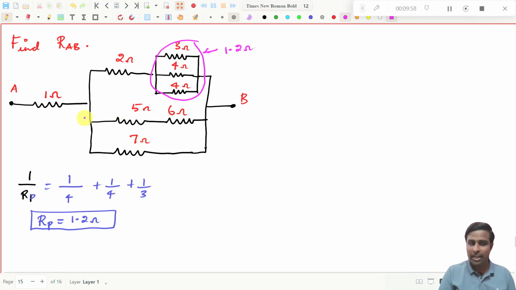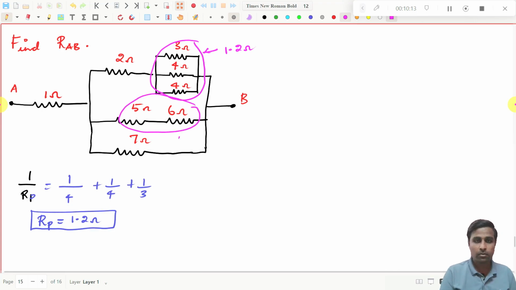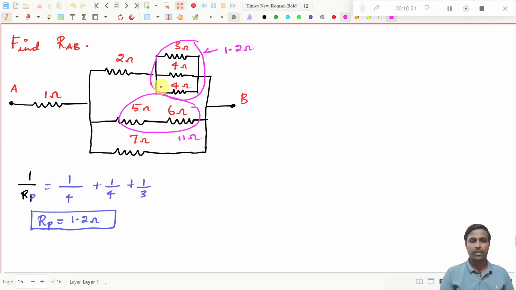One end is connected, the other two ends are connected to somewhere else in the circuit, no problem. Then I can consider these two connected in series. And if it is series, then you directly add these two. If you add these two, what will you get? 11 ohms. I don't need to write this one because directly you know this. Then these two, which means 2 ohms, and this is a single resistor now, right?